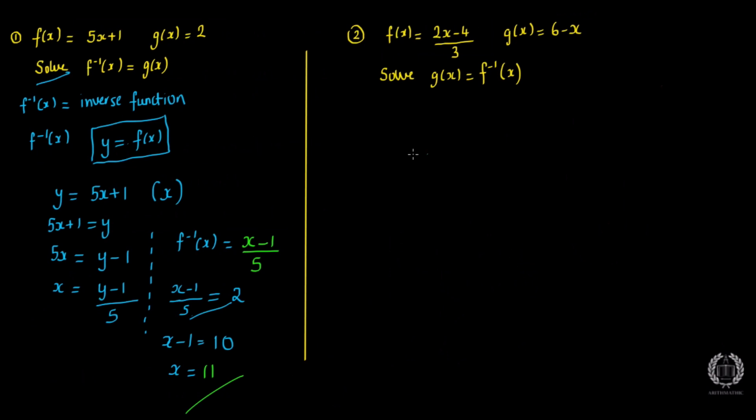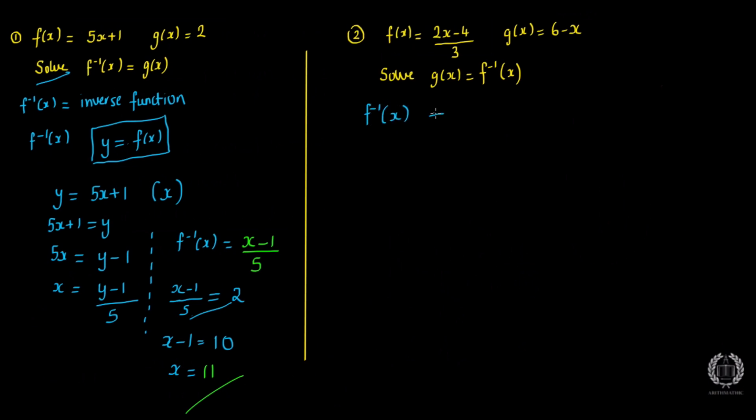The second example. So now this is slightly different. It's not that different, but it's just laid out in a different way. So it's asking us to solve g of x equals f minus 1 of x. So it's exactly the same thing, but I just switched it around. So the first thing we want to do is, again, find our f minus 1 of x function, so our inverse function, right?